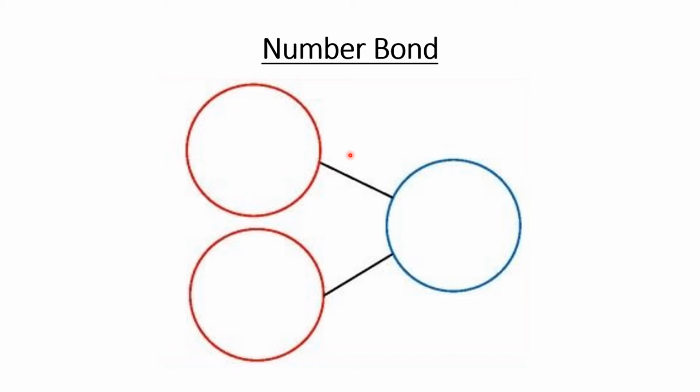This is how we draw a number bond. Two circles on one side. And then draw two lines like this and one circle on the other side. These two circles here are called the parts. So there are two parts, part 1 and part 2. And this circle here is called the whole.